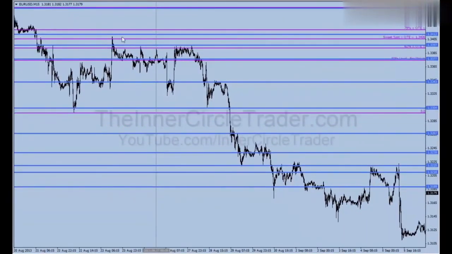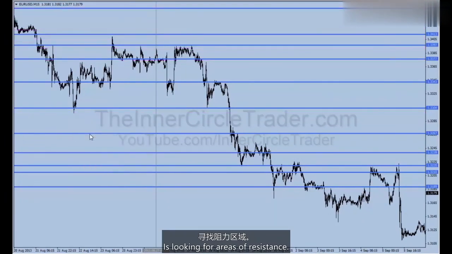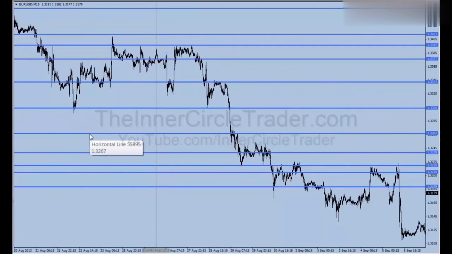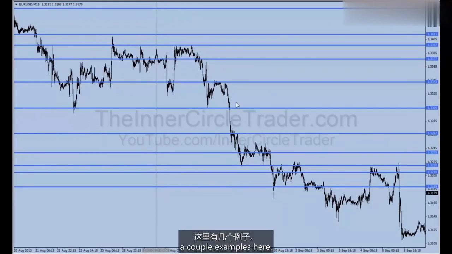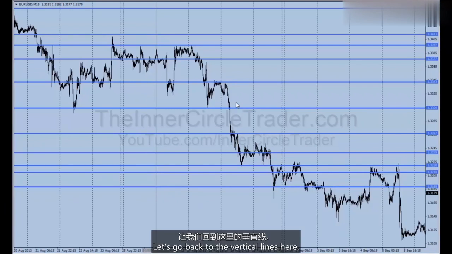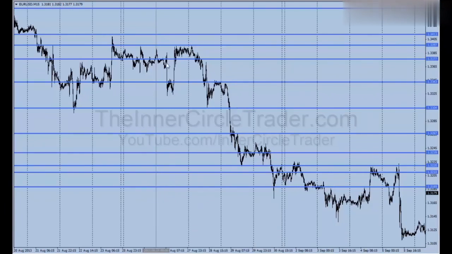So now, once we have this break in market structure and the price rallies up here, what we would be doing is looking for areas of resistance, or support breaking and then turning into resistance, where we would time shorts. Now let's look at a couple of examples here, but let's go back to the vertical lines, because we're going to apply the weekly phenomenon that we like to look for.